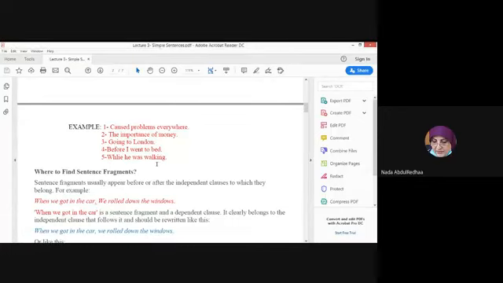Okay, before I went to bed, and you put a full stop. This is wrong, because what? Before I went to bed. This is a dependent clause. It needs something else to be put after it to make it a full idea or a complete idea.